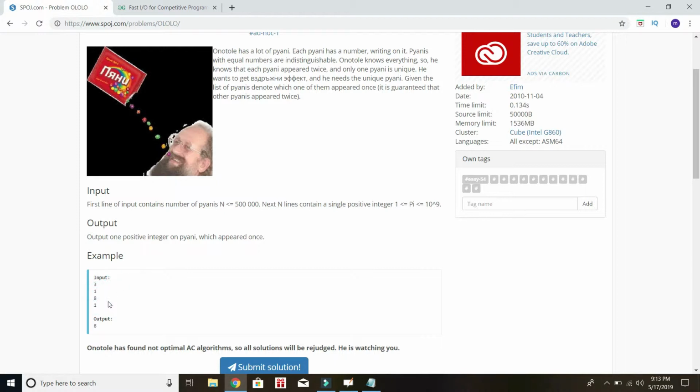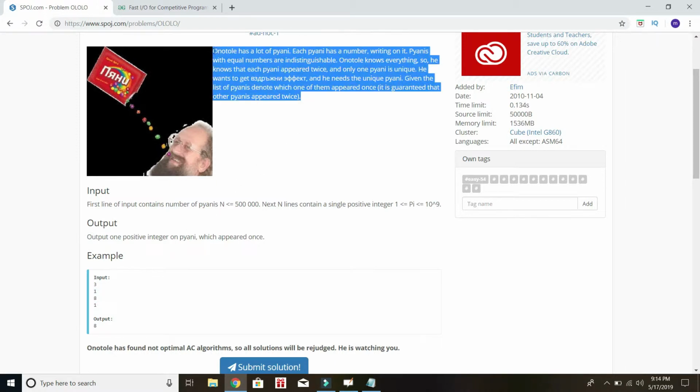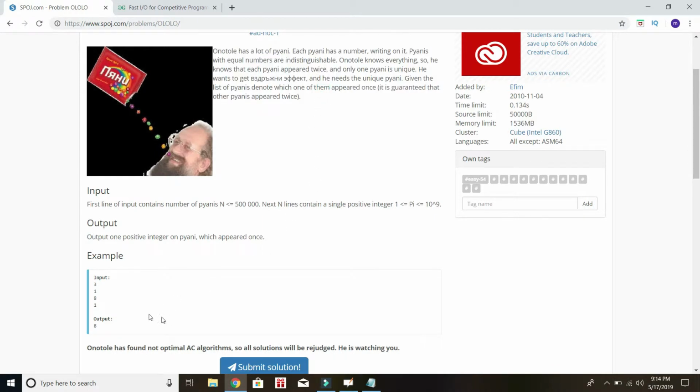Now these Pyanis are identified by their number. If you have a Pyani numbered 1, and another Pyani numbered 1, that means these Pyanis are exactly the same, they are indistinguishable. And there is another Pyani numbered 8. So with the text written here, we are told that out of these Pyanis, identifiable by their values 1, 8 and 1, you have 3 Pyanis in this sample input case.